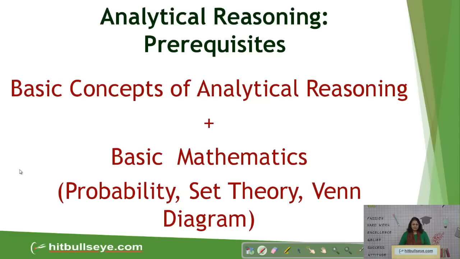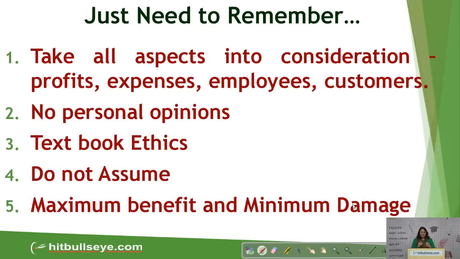For the analytical reasoning questions, students, it's very important that you have the basic concepts of analytical reasoning, plus you are very thorough with your basic mathematics and particularly probability, set theory and Venn diagram. So just to sum it up, what all we need to remember is we need to take all aspects into consideration, whether it's profits, expenses, employees, and yes, very, very importantly, the customers, especially when it is a business decision. And we have to avoid totally, completely any kind of personal opinions, personal biases, and we have to stick to the moral science lessons we were taught in school, the textbook ethics. Do not assume. Just as in critical reasoning and verbal reasoning, we have to stick to the facts.